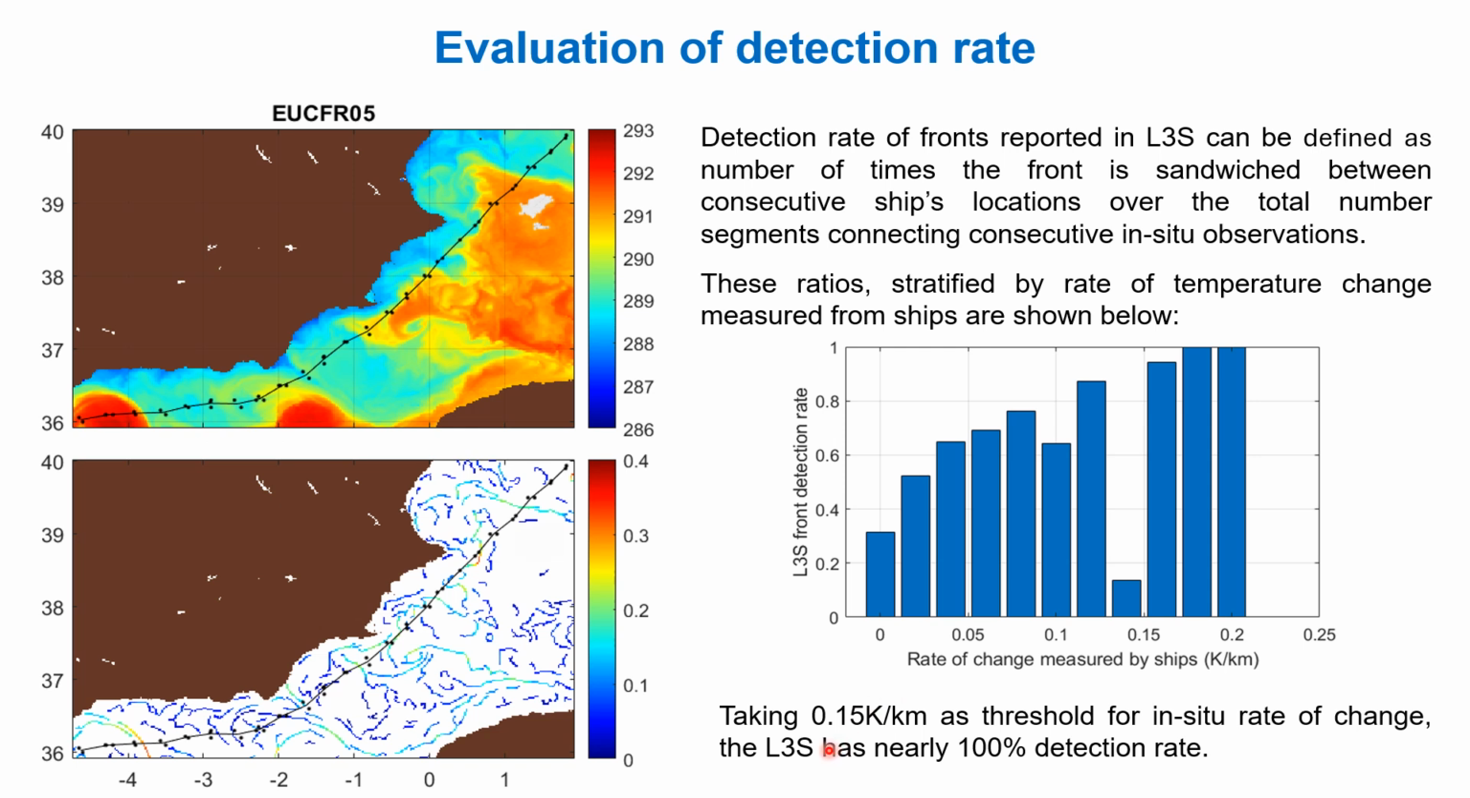So if we take, for example, 0.15 Kelvin per kilometer as a threshold at which we will say that our ground truth is a true positive, then our detection rate is pretty high. As we start decreasing this threshold level to smaller values, then our detection rate is decreasing, which is not unexpected.